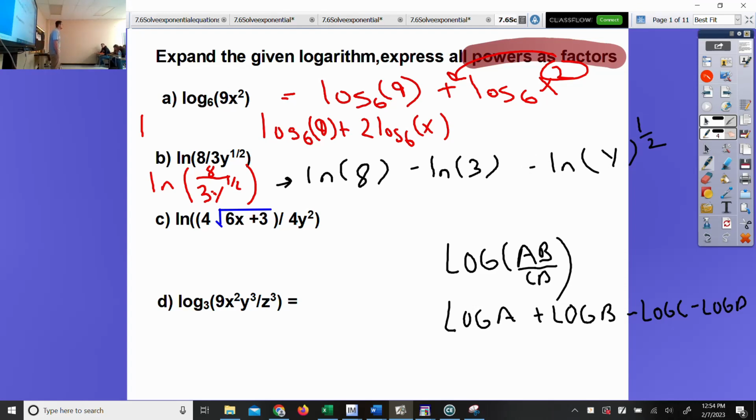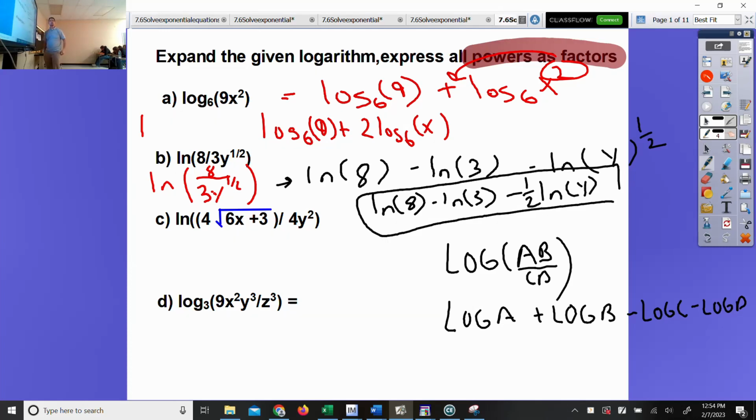What's missing? Bring the 1/2 to the front. This says bring that 1/2 to the front. All exponents can be moved to the front. It's a property of how logarithms work. So those two stay the same. That's it. And deep down inside, you probably want to say natural log 8 minus natural log 3 is natural log 5. It doesn't work that way.